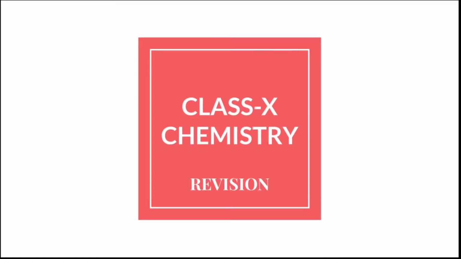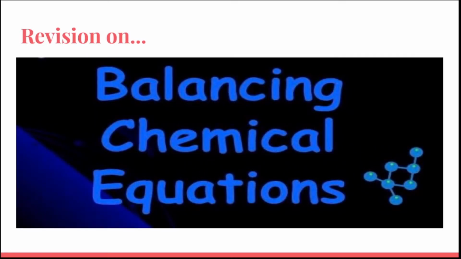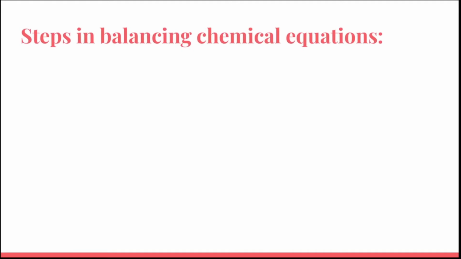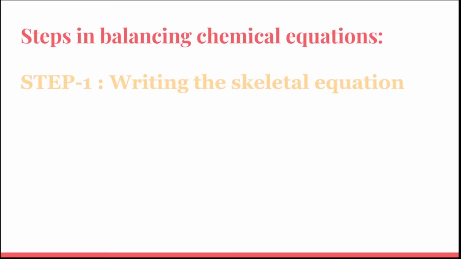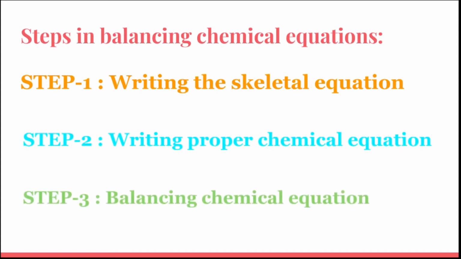Today we shall do the revision on balancing chemical equations. First of all, let us look at the steps in balancing chemical equations. Step number 1 is writing the skeletal equation, step 2 is writing the proper chemical equation, and last, step 3 is balancing the chemical equation.